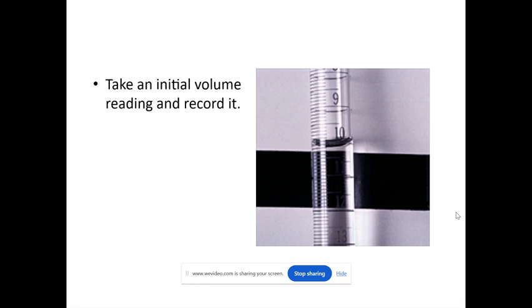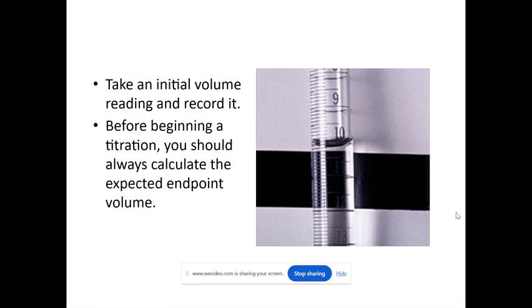Okay, so when you fill your burette, and actually I'll be helping you guys with this because this is a little bit tricky. They're really tall, and you have to use a funnel, and it's really easy to spill. So I'm going to help you with this one. Once we have the sodium hydroxide in your burette, you need to take an initial volume and record it. Wherever it is, remember you're looking at the bottom of the meniscus for this.